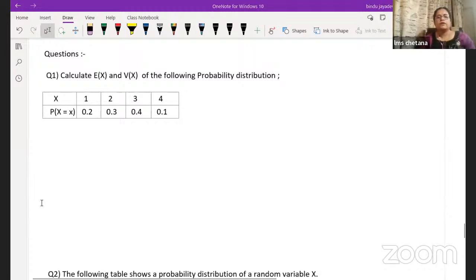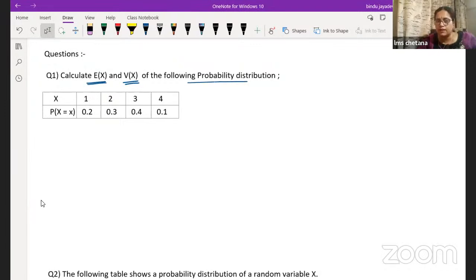Okay. Now here, see here. The question is this way: calculate E of X and V of X for the following probability distribution. There are 2 columns, one is X and one is P of X. X equal to 1, what is the probability? X is equal to 2, probability is 0.3. X is equal to 3, probability is 0.4. X is equal to 4, probability is 0.1. Therefore, 1, 2, 3. Yeah, correct. 1, 2, 3, 4.